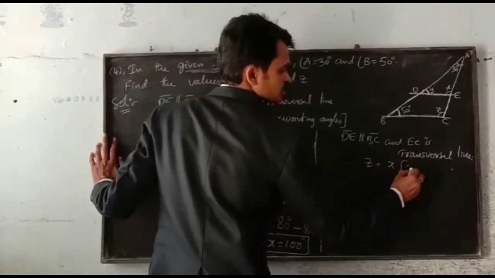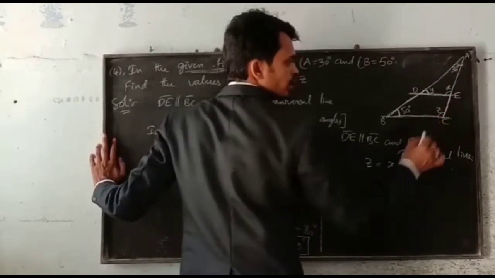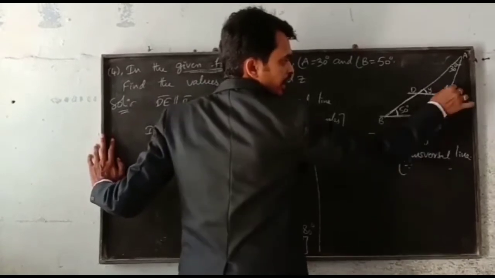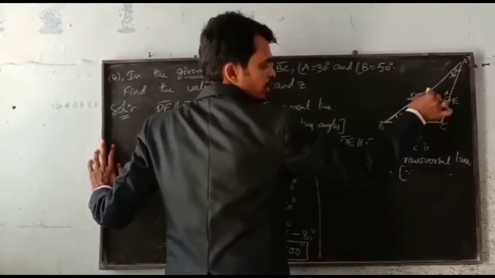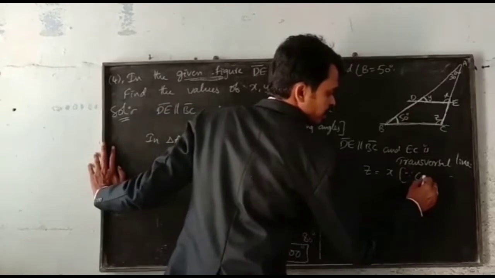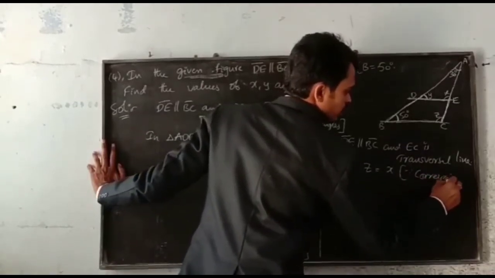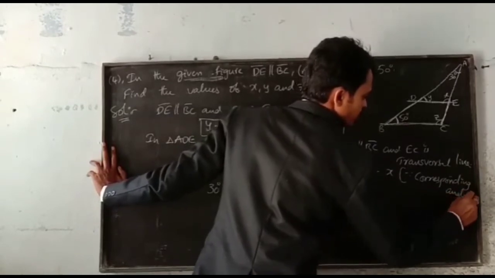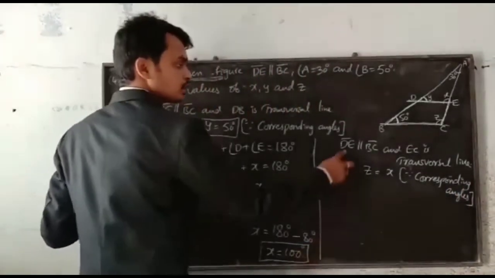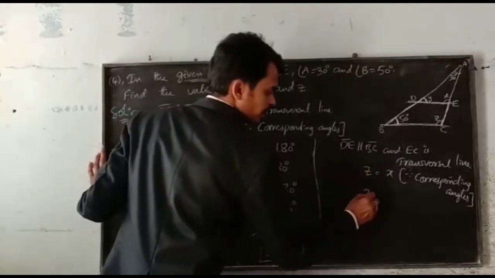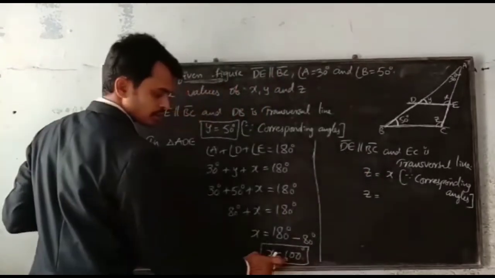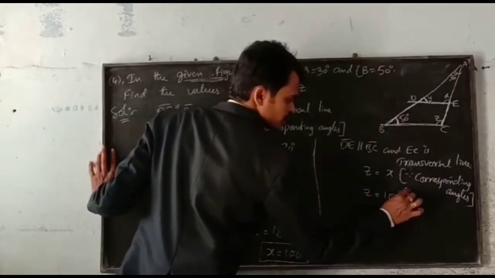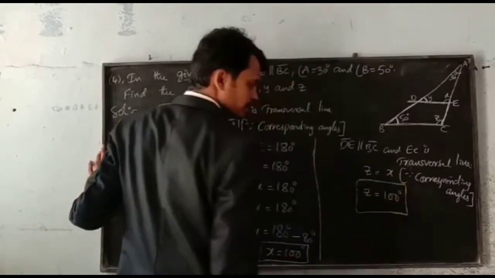Since which type of angles? The same corresponding angles. One angle should be exterior, one angle should be interior, and on the same side of the transversal line; these are called corresponding angles. So these are also corresponding angles. Corresponding angles are equal when the two lines are parallel. Then Z is equal to X, and we already got the X value as 100 degrees. So in the place of X, you write 100 degrees. The Z value is also 100 degrees.